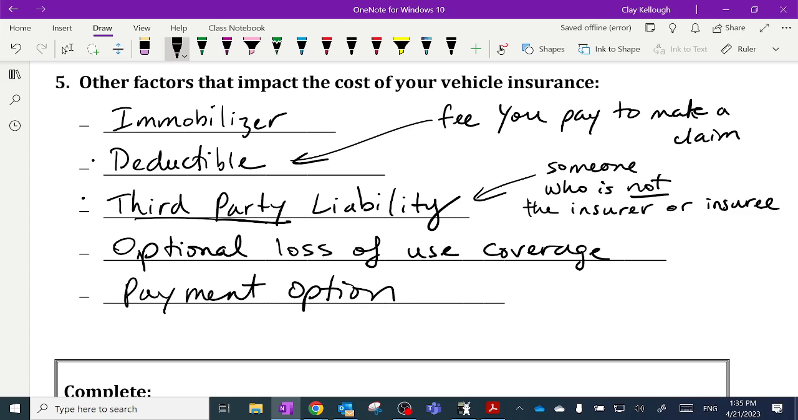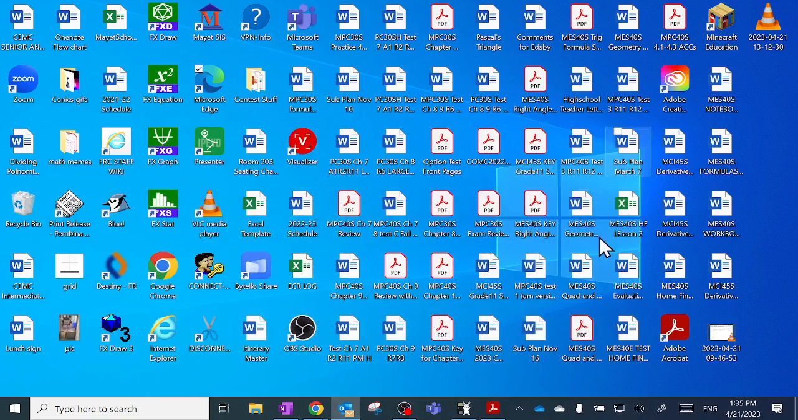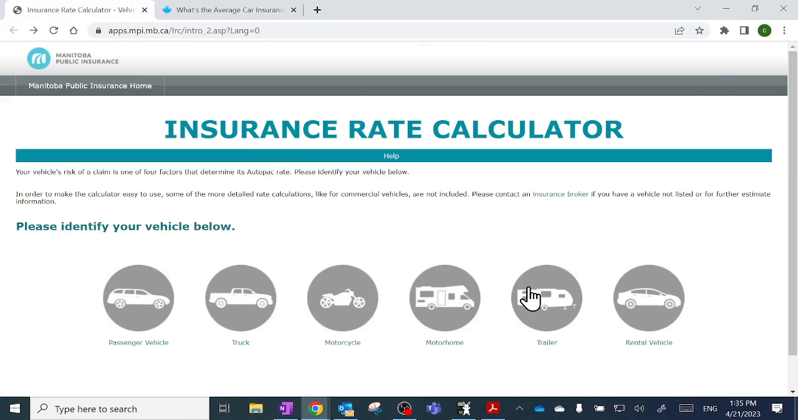That actually is the end of the notes, but before we leave the actual lesson, let's use the MPI website. So we're going to go to the MPI's website right here, the insurance rate calculator. All right, does anybody have a vehicle in mind that they are thinking of buying? What are you thinking of? No, let's get something a little more modern than that. 1974. No, let's do a 2021 Subaru BRZ.